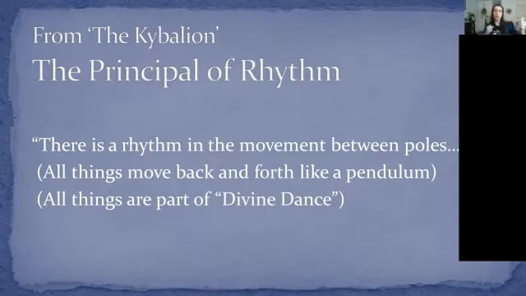So there's always a rhythm and a movement between poles, you know. We don't go new moon, full moon, like a light bulb turning on and off, right? Nothing in the creation is like this. There's always a dance. There's always a movement. All things swing back and forth like a pendulum. New moon, full moon. Summer solstice, winter solstice. New day, nighttime. Golden age, dark age. Matriarchy, patriarchy. Everything in the creation is a part of this divine dance.